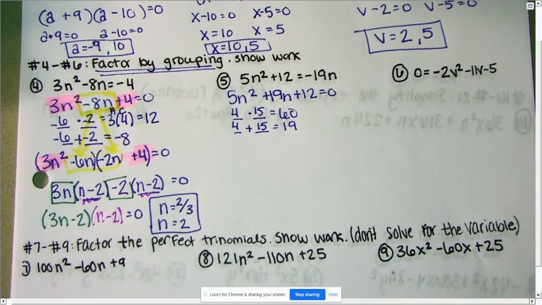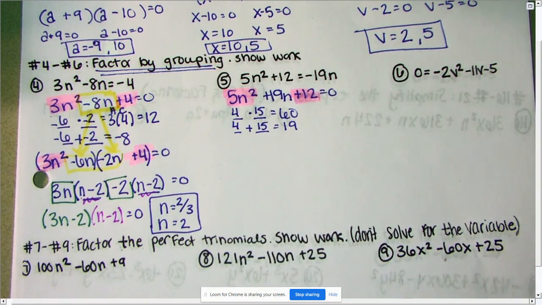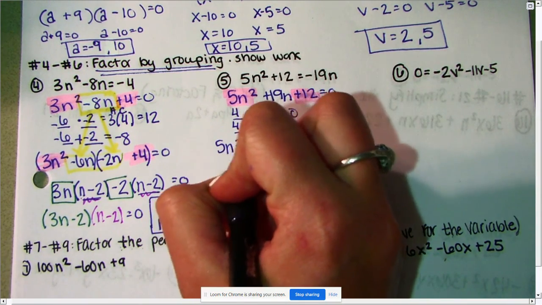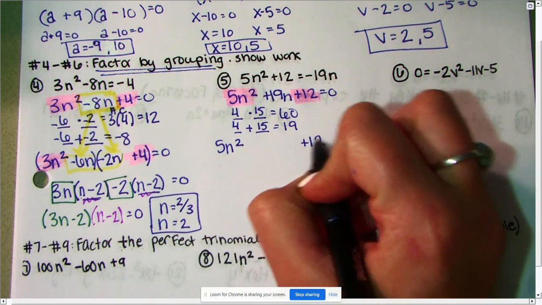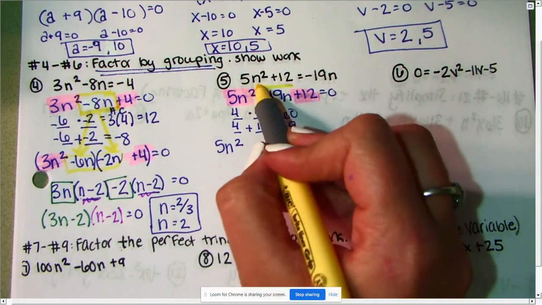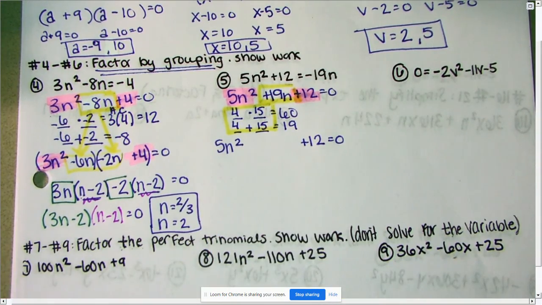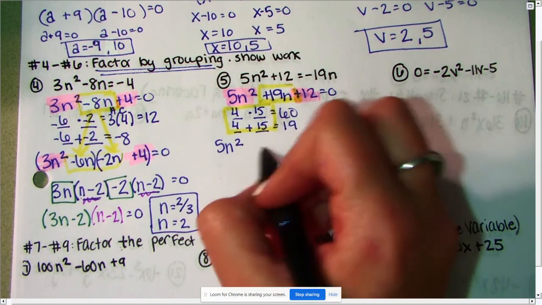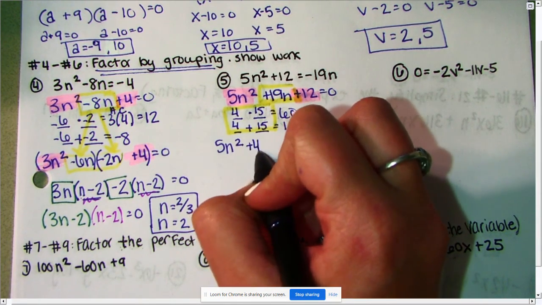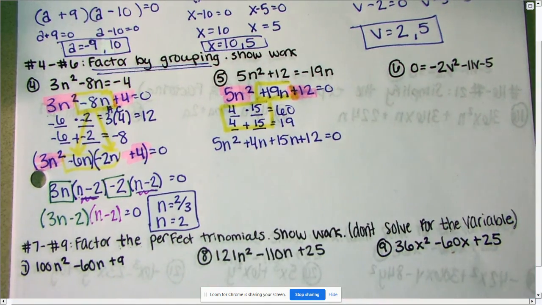Again, we're going to follow the same method. Remember, the A piece and the C piece stay the same. 5n squared, positive 12 equals 0. However, we're breaking up the positive 19 with the factors that we found. That's why we found them, okay? That's the whole purpose of them. So instead of writing 19n, I'm going to write 4n plus 15n. And it does not matter which one you write first or second, okay?